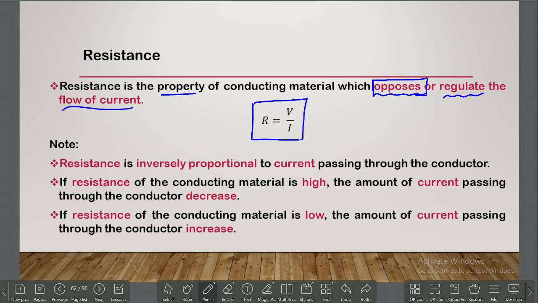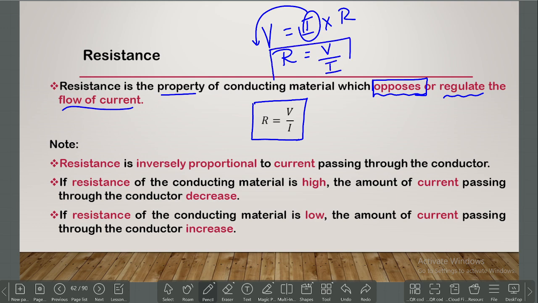And what is the mathematical expression for resistance? R is equal to V by I. How do we obtain this formula? V is equal to I into R. If I need R alone, how will the formula rearrange? R is equal to, here I is in multiplication, while coming to the other side it becomes division. R is equal to V by I. This is the formula we will use to calculate the resistance of the conducting material. If the given potential difference is constant, then I can write it as R is inversely proportional to the current.